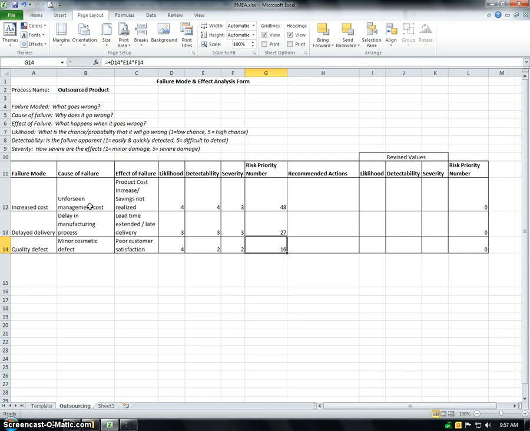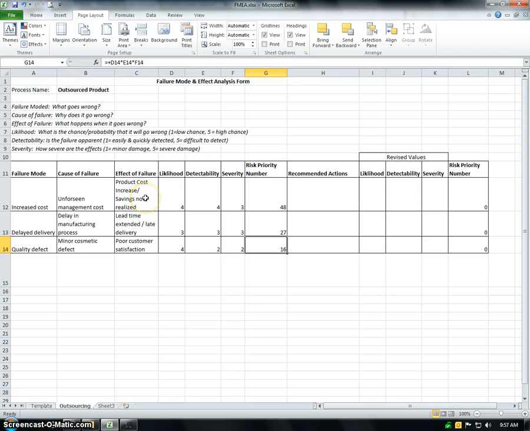So this team thought that one of the potential failures of outsourcing a product was that it was going to cost more than what they thought it was going to cost. And why was that going to happen? It might happen because it was going to cost more to manage the outsourcing process. So that's that unforeseen management cost. The effect was that the product cost increases.